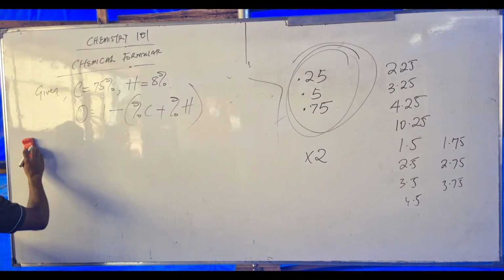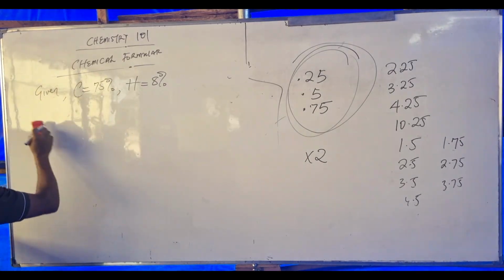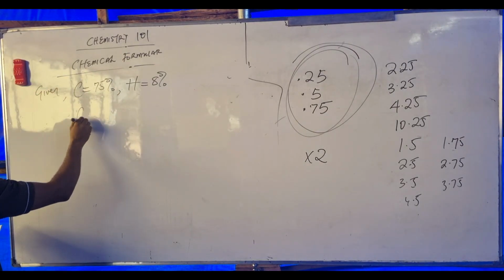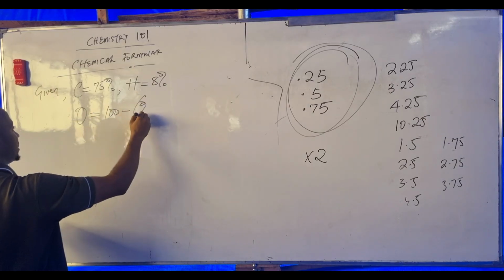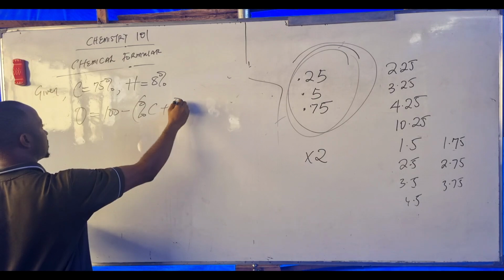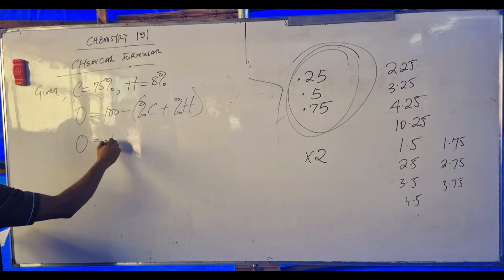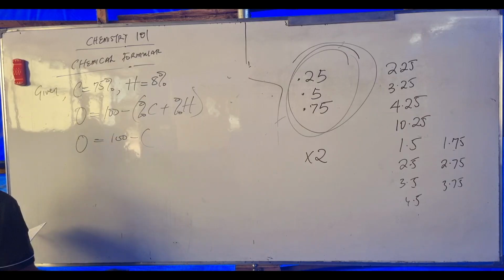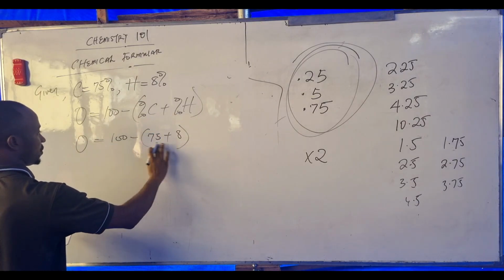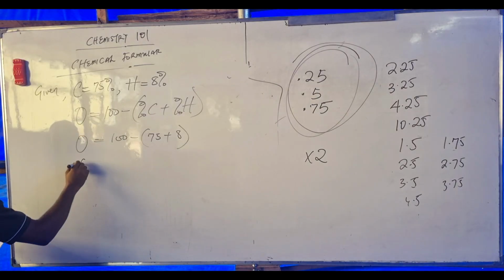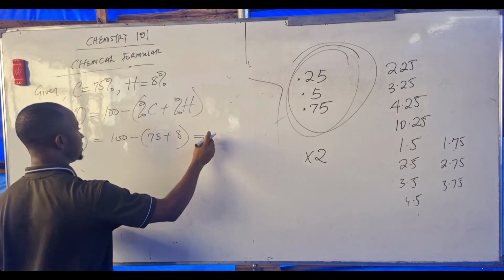Let me repeat this for the sake of the video we are recording. Percentage of oxygen will be 100 minus the percentage of carbon plus that of hydrogen. So oxygen becomes 100 minus 75 plus 8. When you add up, what will be oxygen at the end of the day? 17.